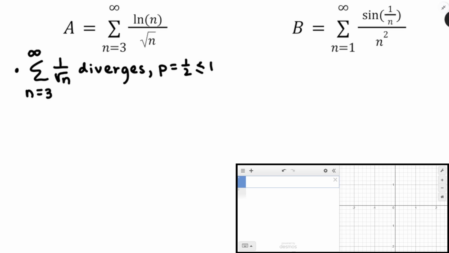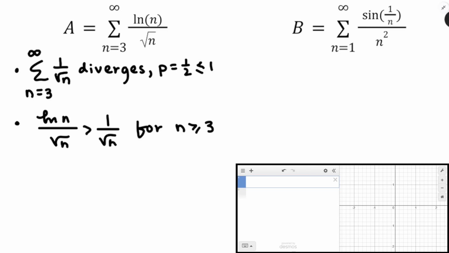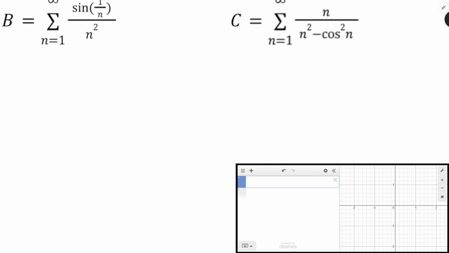So that's going to be natural log of n over the square root of n is greater than 1 over the square root of n, because the natural log of n is greater than 1 when n is greater than or equal to 3. And as a result, a also diverges. Okay, so I like that method of showing our work a lot better, so I'm going to stick with that. I just forgot. It's been a while.